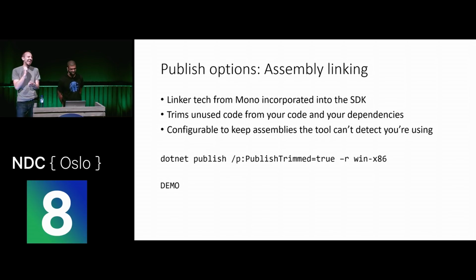And so you can tell it, hey, I know I really do need that assembly or that type. Please don't get rid of that. And again, you can just pass this through publish, give it a RID, and you're off to the races. And you can use all three of these things together to give yourself ready to run, pre-JIT, plus assembly link trimmed out, plus a single file. Does that work? Not in Preview 6, but it will in Preview 7.